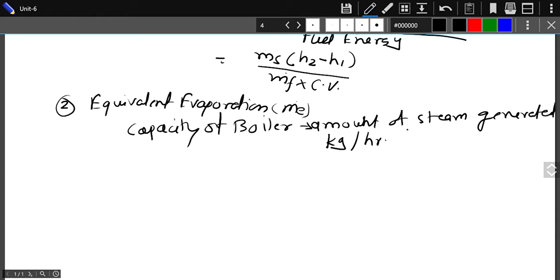Okay, so kgs may be a small unit. If you are having larger boilers, then the capacity is given in terms of tons per hour. So you can say that the boiler is a 2-ton boiler, a 3-ton boiler. What is the meaning of that? The meaning of that is its capacity is 2 tons.